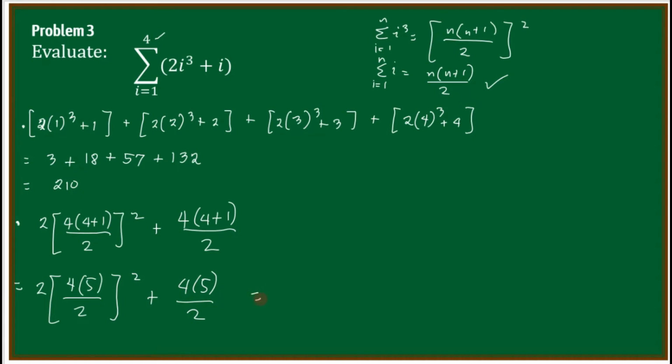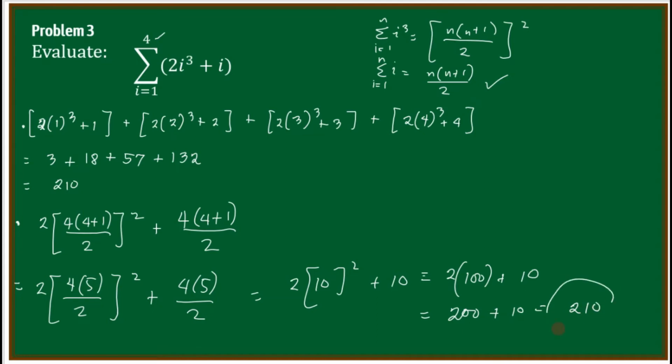That will be equal to 2 times 4 times 5 is 20 divided by 2, 10. So, 10 squared plus 4 times 5, 20 divided by 2, 10 also. And that is 2 times 10 squared, 100, plus 10. So, 2 times 100, 200, plus 10 equals 210. So, as you can see, pareho lang yung sagot.